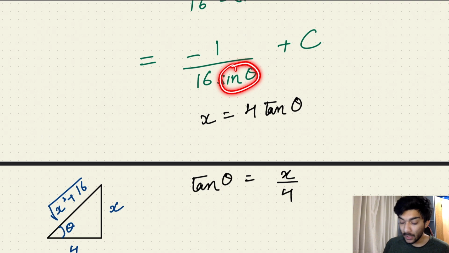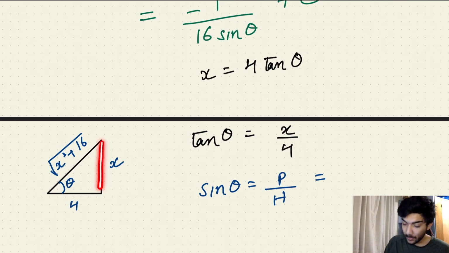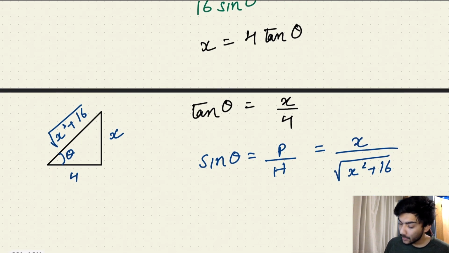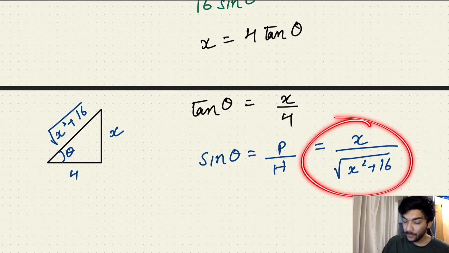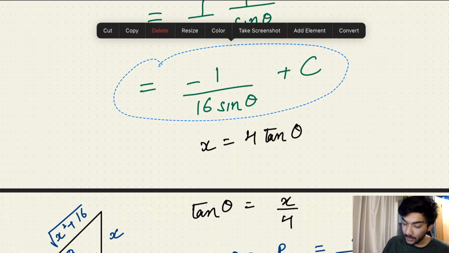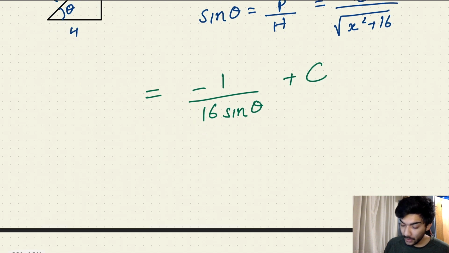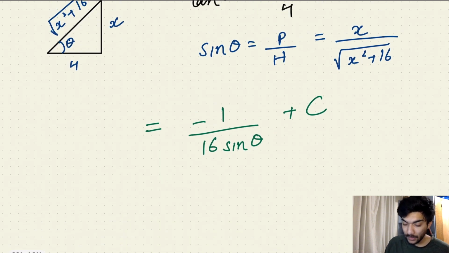And now since you want sine theta to calculate your final answer, we can easily calculate sine theta, right? We know that sine theta is basically perpendicular upon hypotenuse, right? So our perpendicular is this one, the hypotenuse is this side. So perpendicular is x, hypotenuse is under root x square plus 16. So now this is the answer to your sine theta. And now if you want the final answer to your original indefinite integral in terms of x, you can easily substitute the value of sine theta, right?